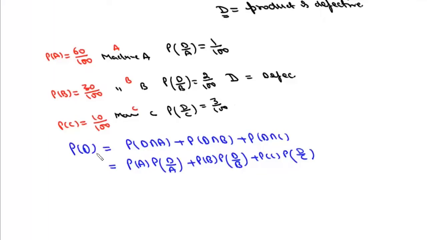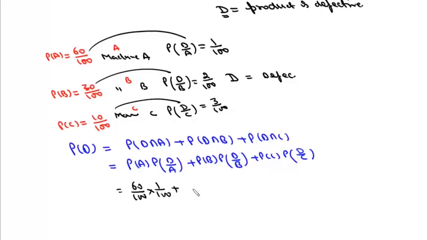So now this probability of D is nothing but the sum of product of these probabilities. So we have to multiply them and add them. So it will be 60 by 100 into 1 by 100, 30 by 100 into 2 by 100 plus 10 by 100 into 3 by 100, which is 120. 120 plus 30 is 150. 150 by 1000. Now this is cancelled. Now this is 3 and this is 200. So the probability of choosing a defective product is 3 by 200. And this is how we use total probability.